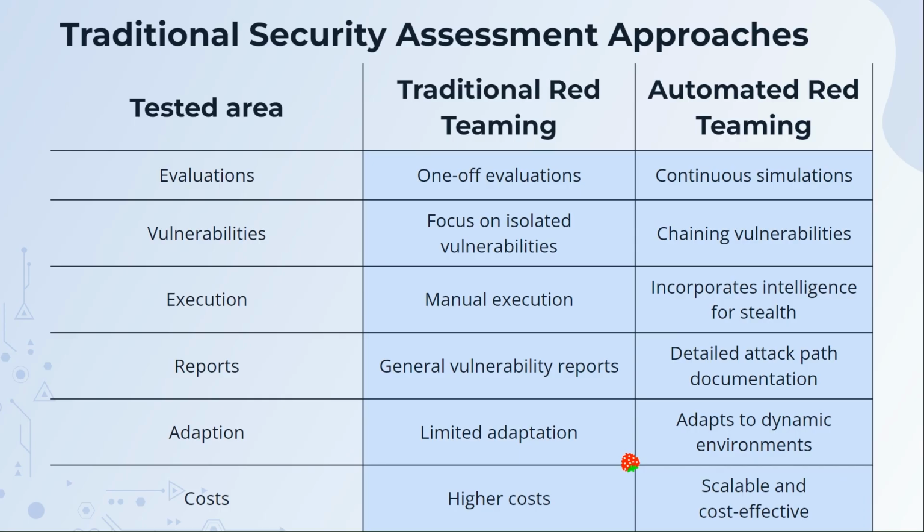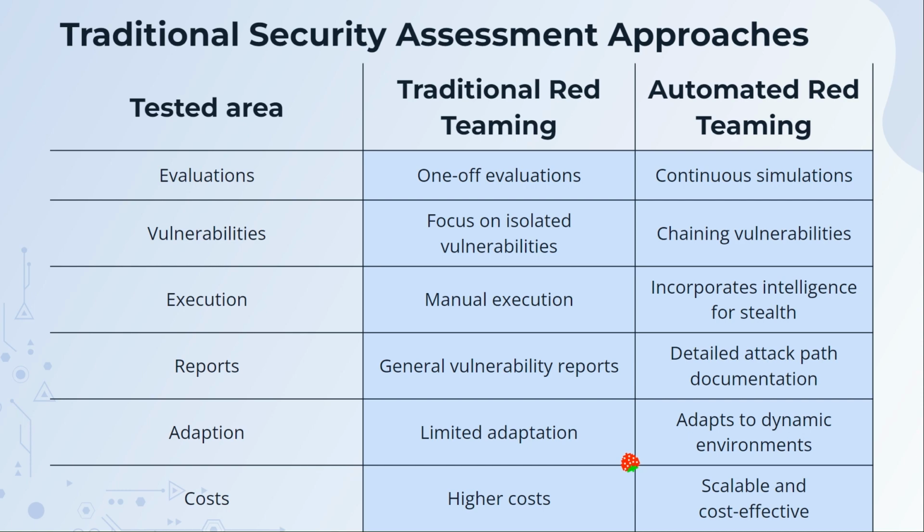We're going to look at traditional red teaming versus automated red teaming in a couple different categories: evaluations, vulnerabilities, execution, reports, adaptation, and costs. So traditional red teaming has one-off evaluations. The red team tries to break into the system in typically a sprint, and then they give their report after that, while automated red teaming is continuous simulations.